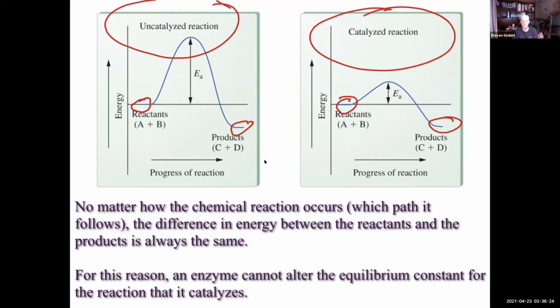Okay, so for this reason, an enzyme cannot alter the equilibrium constant for the reaction that it catalyzes. So the KEQ for this reaction is going to be the exact same thing as the KEQ for that reaction. You're not changing the energy or the concentration of the product. They're going to be the exact same for each reaction. It's just that a catalyzed reaction is going to occur a lot faster.